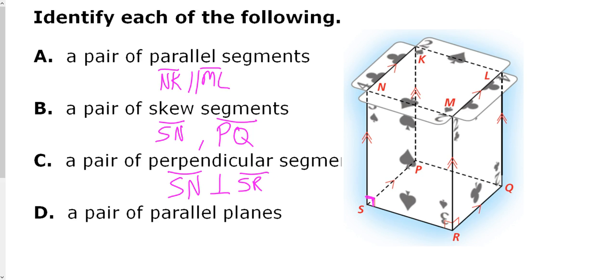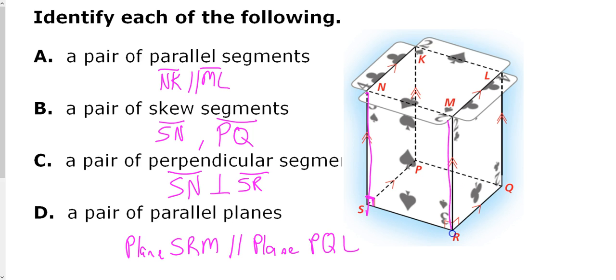So I could talk about the front plane, the 3 of spades there. That would be plane SRM, and it would be parallel to the back card there, which is plane PQL. And I know that because the front lines SN and MR are parallel to these lines back here, and they clearly don't intersect or lie in the same plane. So that's why we know that those planes are parallel.